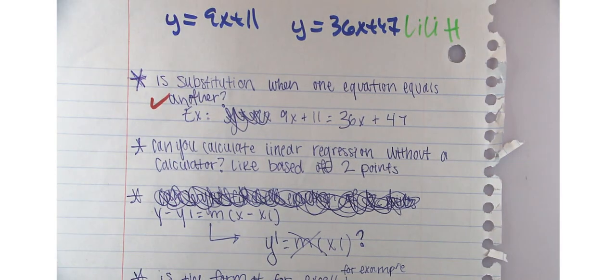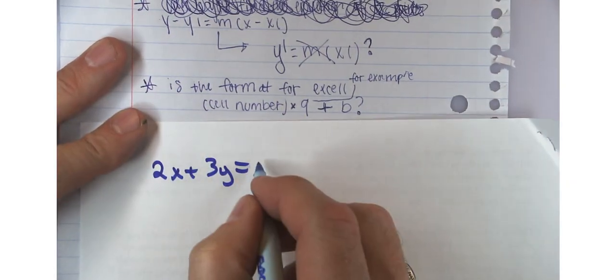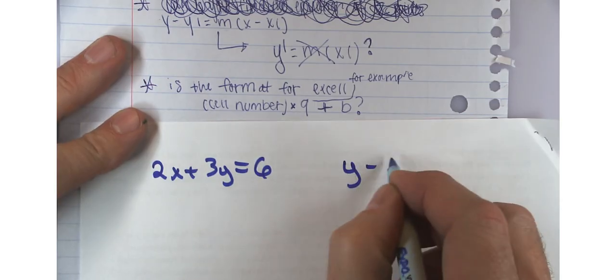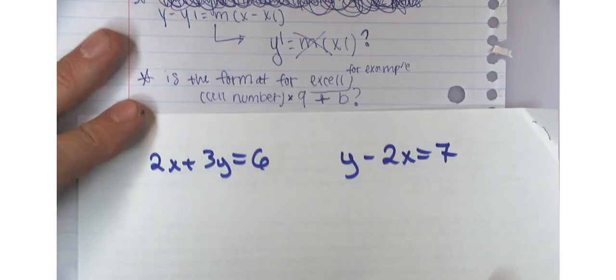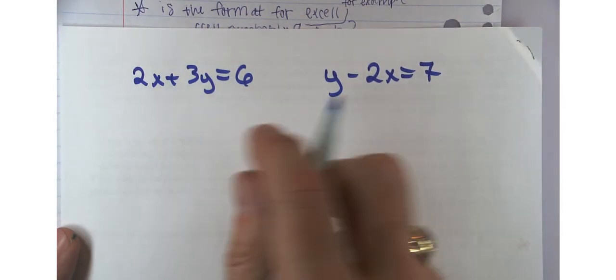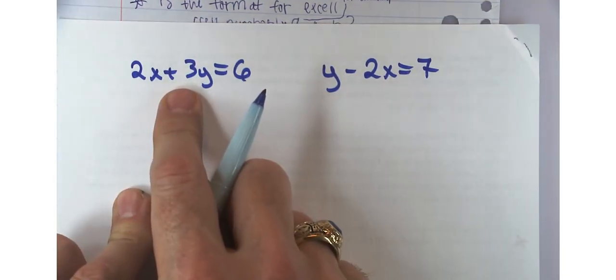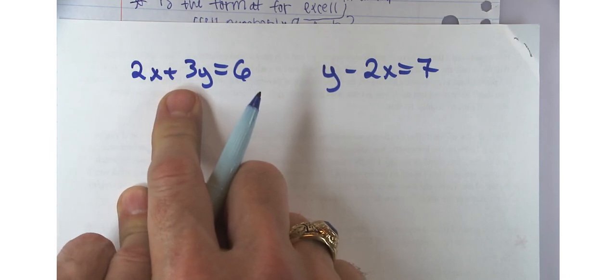Now, chances are on an exam, you get something easier like this. You don't always have to get something nice and easy like that in order to use substitution. You can get other crazier equations like, say, 2x plus 3y equals 6 and y minus 2x equals 7. Now in this case, it'd be easier to solve here for y than it would be to solve here for y. You don't get bonus points for doing this the hard way. It's easier to get y by itself here.